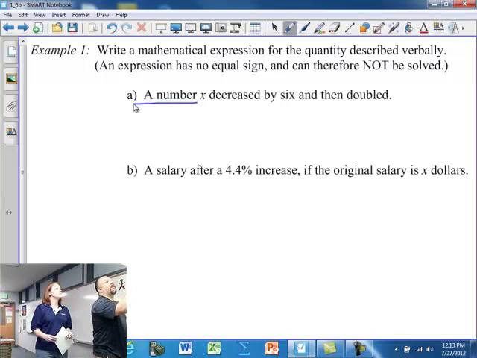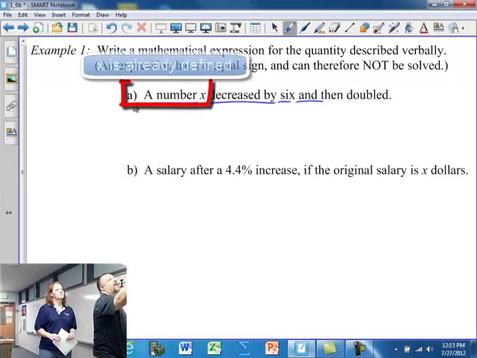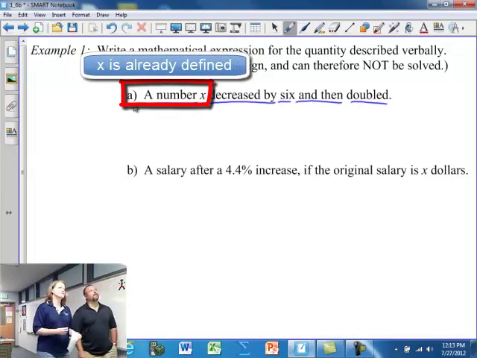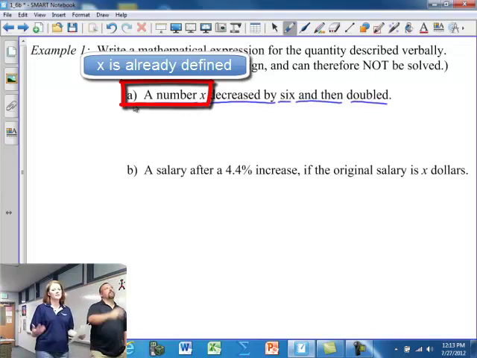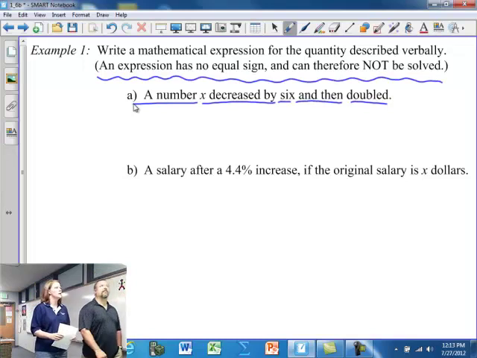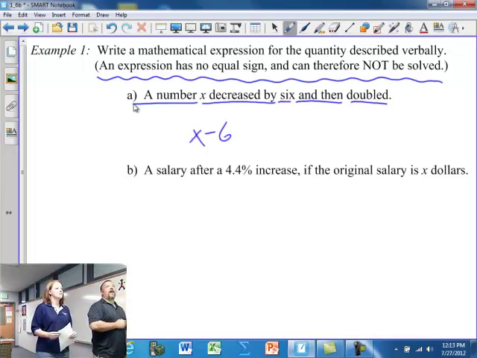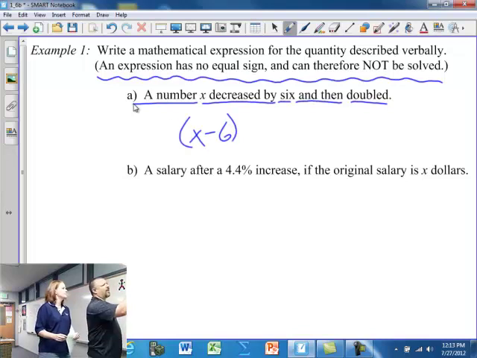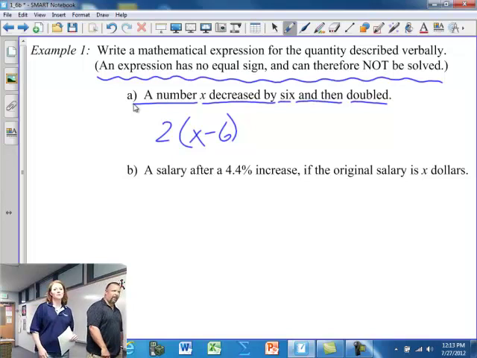Number X decreased by 6 and then doubled. What we're doing here is writing an expression, so there's no equal sign that we need. We just need an algebraic expression for a number X decreased by 6, then doubled. If we're going to decrease by 6, let's subtract. We subtract 6 to decrease. And then we doubled, so we've got to put parentheses around it. And doubling means what? Times 2. All right, that's easy. We're done. X was already defined. It was a number.